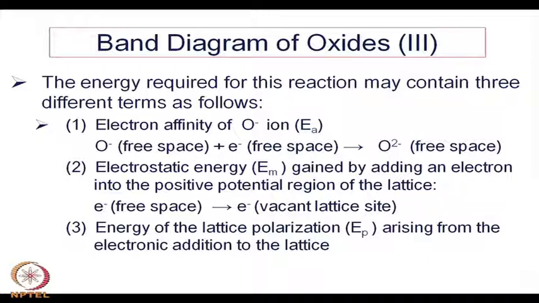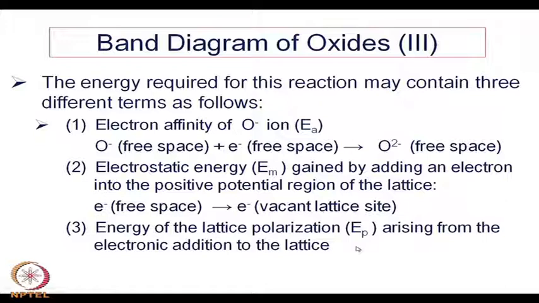So, the electrostatic energy, that is the second term, EM, is gained by adding an electron into the positive potential region of the lattice. That means, free space electron is coming to the vacant lattice site. That is another energy term, which is EM. So, this is the first energy term, this is the second energy term, and the energy of the lattice polarization, EP, arising from the electronic addition to the lattice.